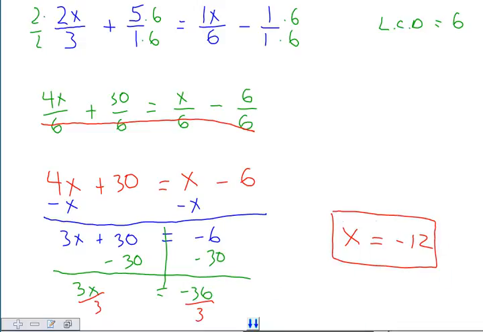So that is the process by which you can get rid of all of the fractions in your equation. I hope you find that to be super useful.